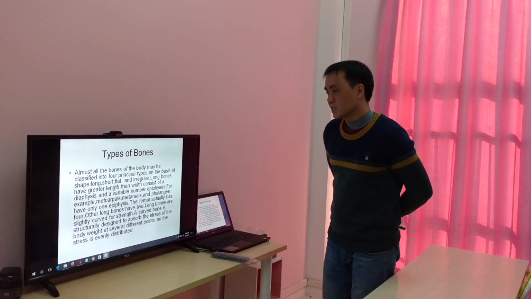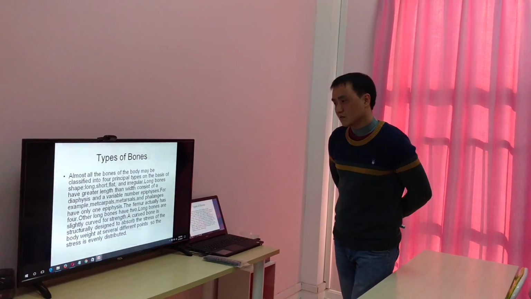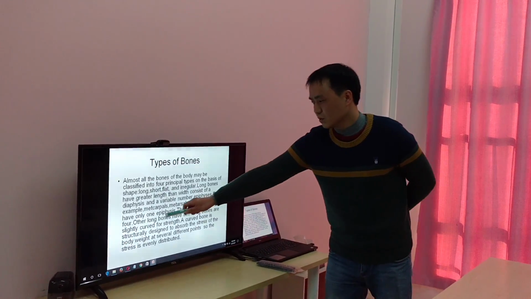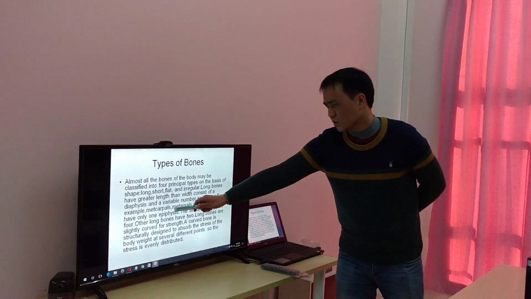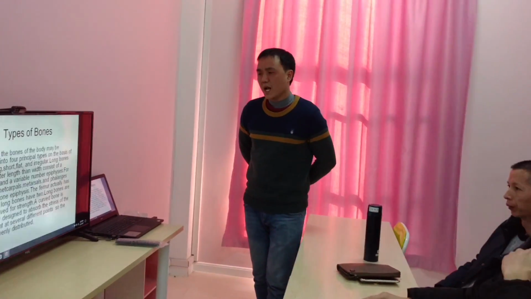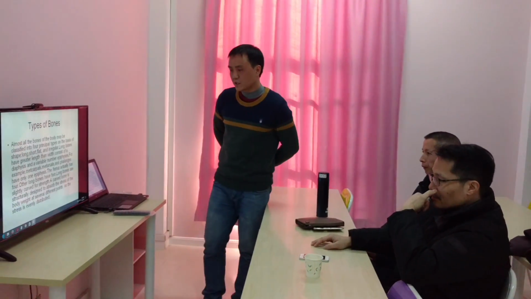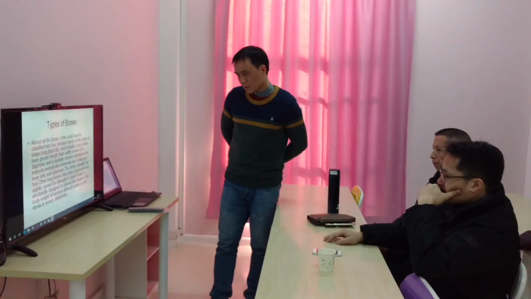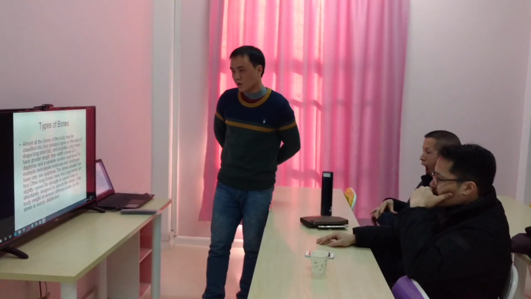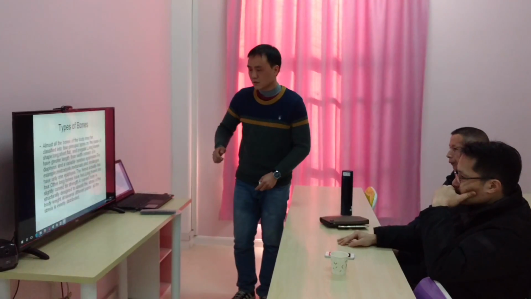For example, metacarpals, metatarsals, and phalanges have only one epiphysis. The femur actually has four. Other long bones have two. Long bones are slightly curved for strength, designed to absorb the weight of the body at several different points, so the stress is evenly distributed.